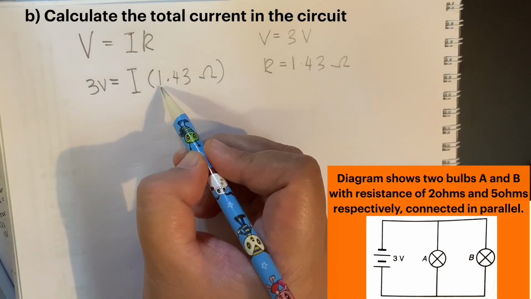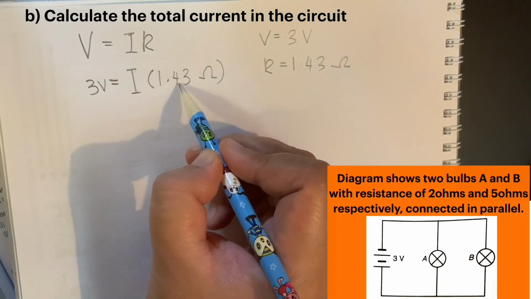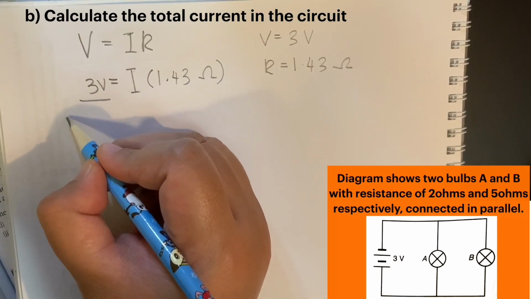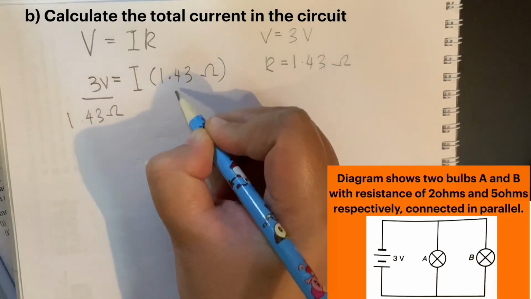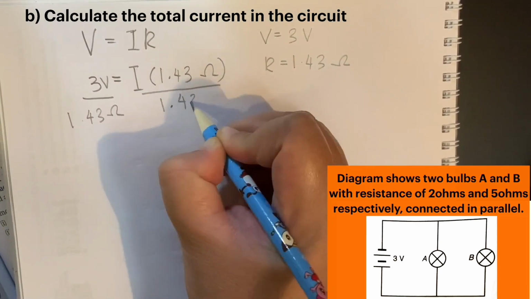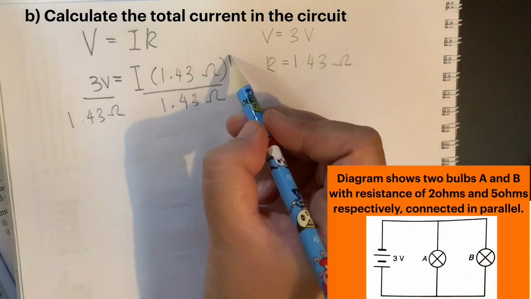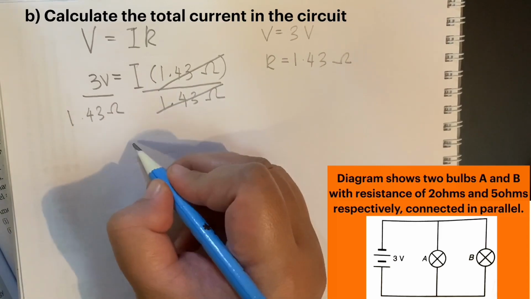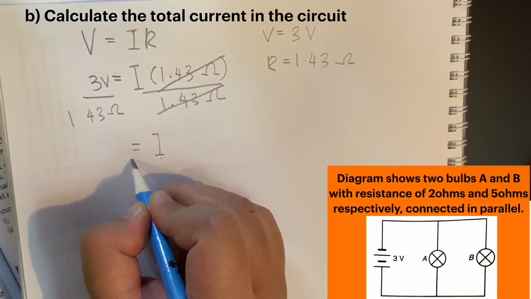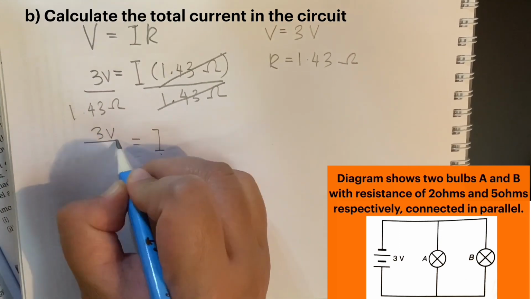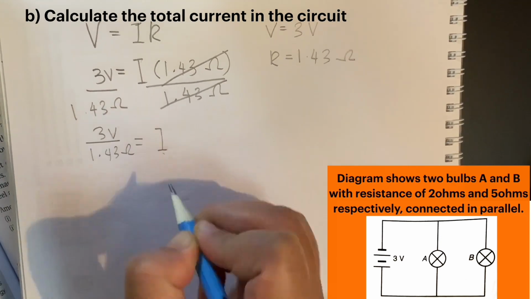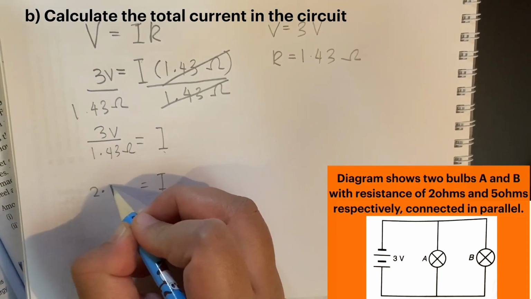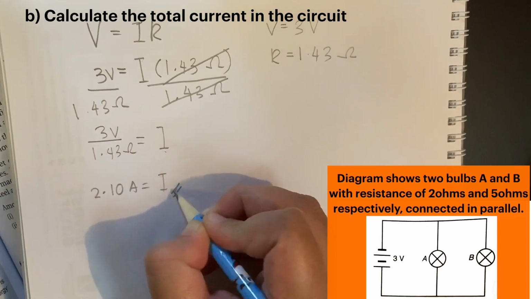So to cancel 1.43 ohms, we divide both sides by 1.43 ohms. So this part cancels, and we are left with I equal to 3 volt over 1.43 ohms, and the answer is 2.10 ampere.